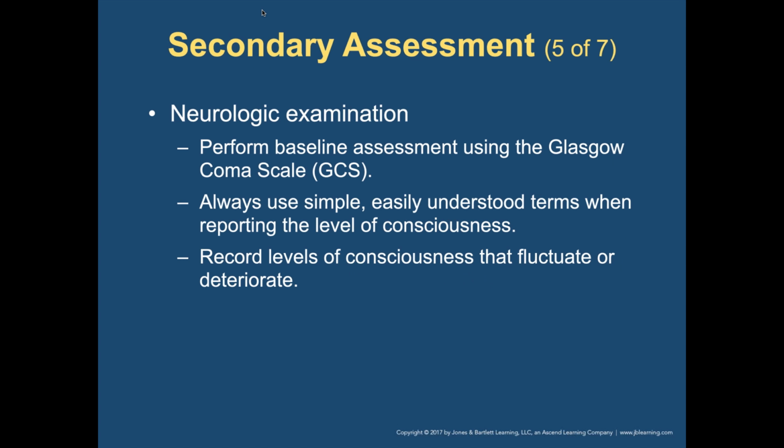Always use simple, easily understood terms when reporting the level of consciousness. We don't use 10 codes. You can use your AVPU when you give consciousness. You can use the GCS if you want to. One of the things that I would recommend is if there's a bunch of you on scene, whoever gets the first GCS number needs to be the one to calculate it every time. Because somebody might be like, I'm going to give a point for that, whereas somebody else would be like, no, that doesn't count.